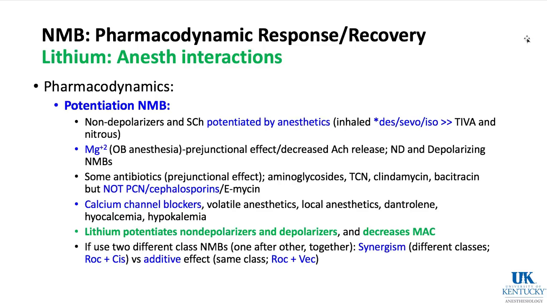And the last point is that if you use two different classes of neuromuscular blocking agents, one after the other, you can get synergism, whereas if they're in the same class you get an additive effect. That is, rocuronium and cisatracurium would be a different class. Rocuronium is a steroid, cisatracurium is a benzylisoquinoline, so these are different classes. You'll get synergism, as opposed to rocuronium and vecuronium, which are both steroidal molecules, the same class, and you'll get an additive effect.